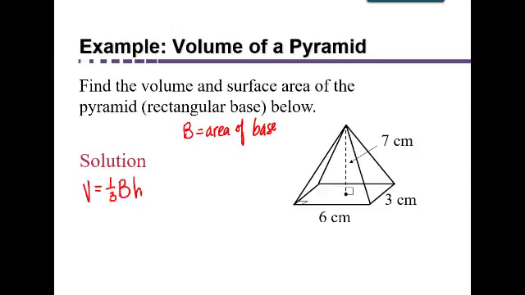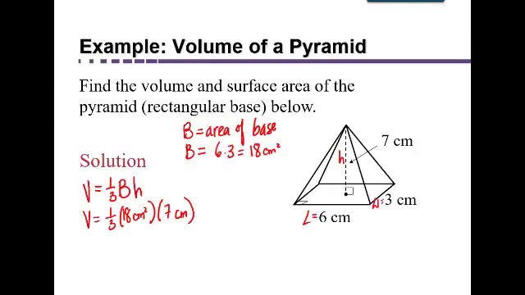All right, so in our diagram, when I'm talking about the area of the base, this base happens to be a rectangle. So a rectangle, you find the area by multiplying the length times the width. So that's going to be 6 times 3 equals 18 square centimeters. That's the area of the base. But we want the volume. So we're going to say volume equals 1/3 times 18 square centimeters times the height, h is this 7 centimeters here.